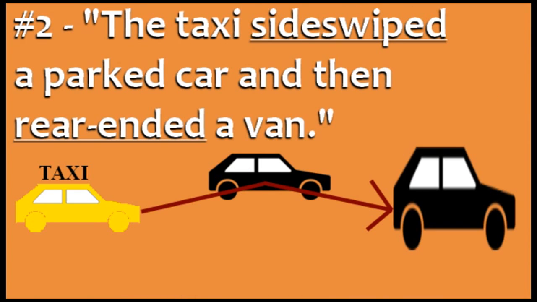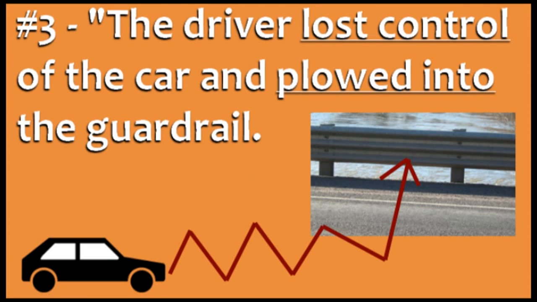Number 2. The taxi sideswiped a parked car and then rear-ended a van. Sideswiped means the taxi hit the side of the parked car while passing it. Rear-ended means the taxi hit the back of the van. Number 3. The driver lost control of the car and plowed into the guardrail. Inexperienced drivers can lose control of the car, especially when driving at high speeds, at night, or in bad weather. The phrasal verb plowed into is an alternative way to say crashed into.